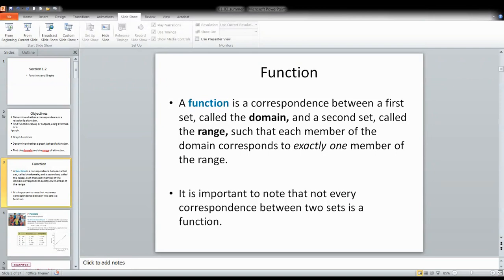Here you do not have a function, the reason being that this ring with 0.86 carats gets assigned to $3,329 and also gets assigned to $3,097. You can't have an element in the domain going to multiple elements in the range. Not a function. Each element in the domain does not correspond to exactly one in the range. 0.86 has two prices, not a function. A relation is a correspondence between the first set, the domain, and the second set, called the range, such that each member of the domain corresponds to at least one element.